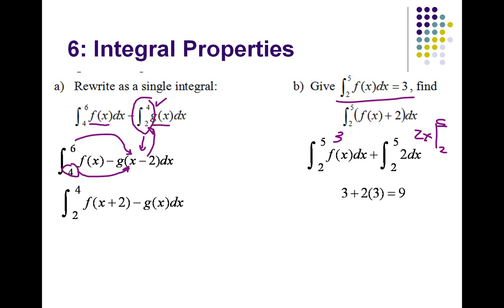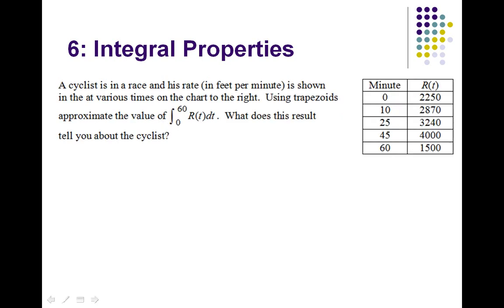Okay, for a calculator kind of a problem, or even non-calculator, you could possibly get this as a non-calculator one, is the application type of a problem. So we have a cyclist in a race, and the rate is shown to the right, which is in feet per minute, at various times. We want to use trapezoids to approximate the value of the integral from 0 to 60 of r of t. And then we have to interpret what this means in terms of the context of the cyclist.